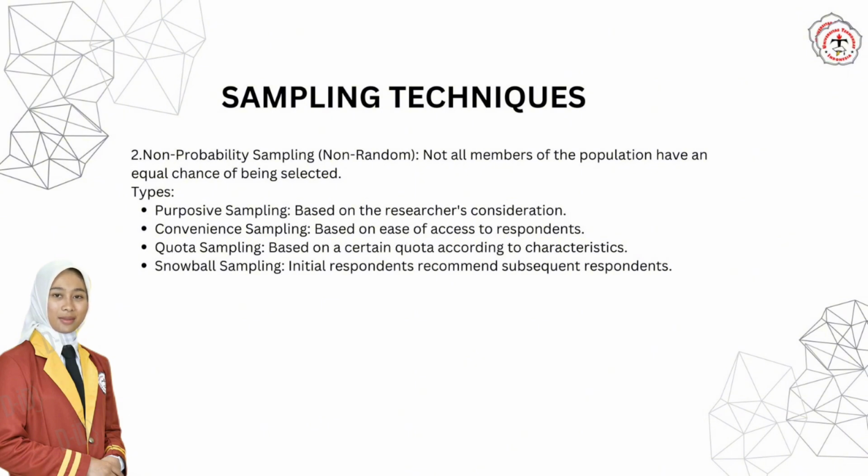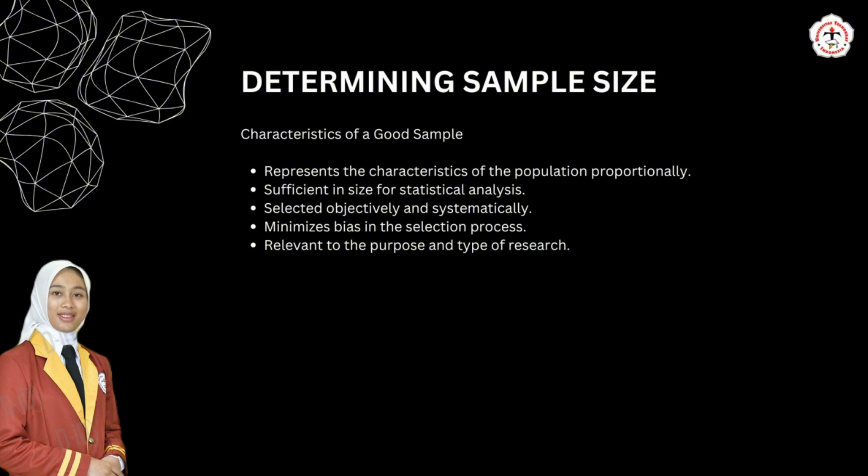Types: purposive sampling, based on the researcher's consideration. Convenience sampling, based on ease of access to respondents. Quota sampling, based on a certain quota according to characteristics. Snowball sampling, where initial respondents recommend subsequent respondents.